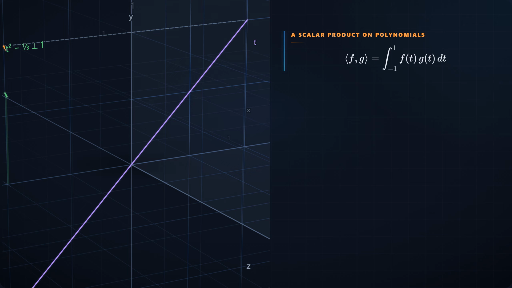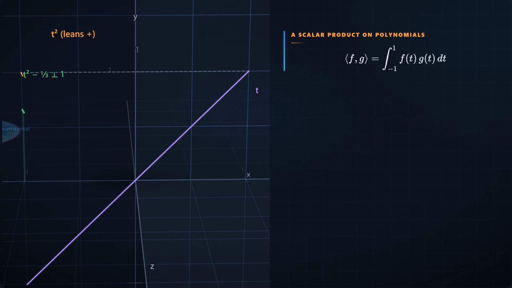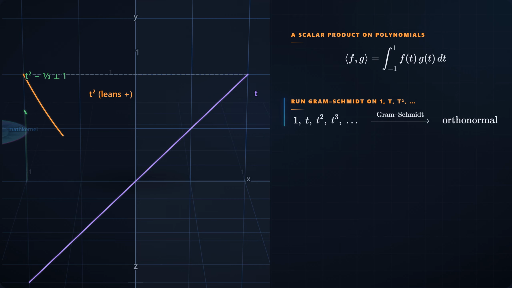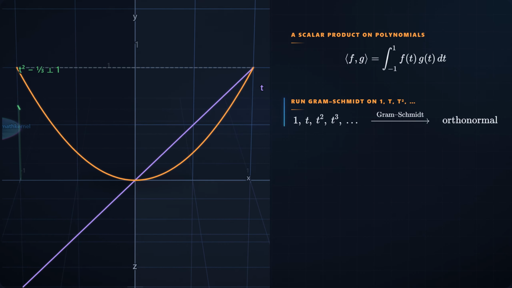The integral of t times 1 is 0, positive half canceling negative half. Right, the constant is flat and t is an odd tilt, so their product has equal area above and below. Perpendicular already. Now bring in t squared. It is not orthogonal to the constant. It leans positive everywhere, sitting entirely above the axis, so it has a real shadow along the constant function. So it's the skewed vector this time.